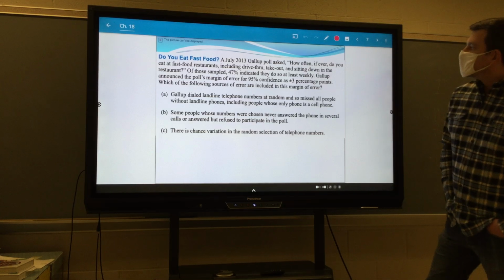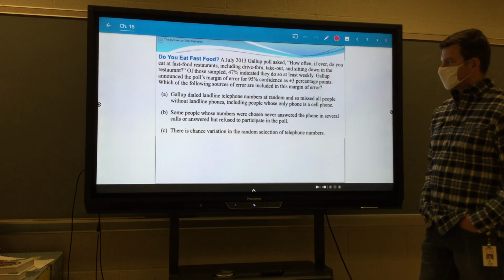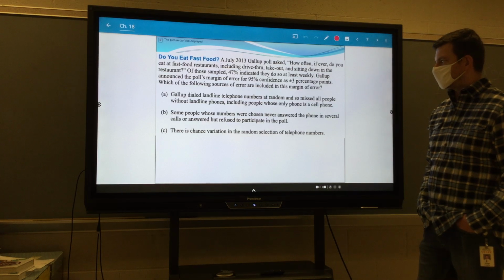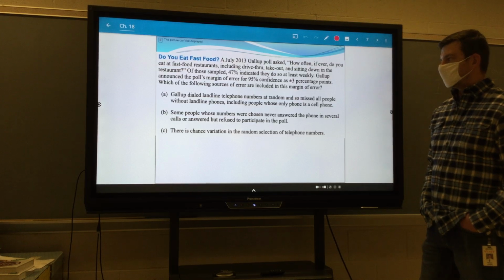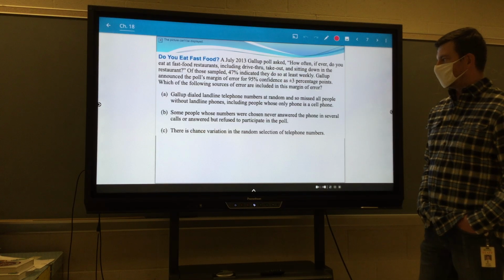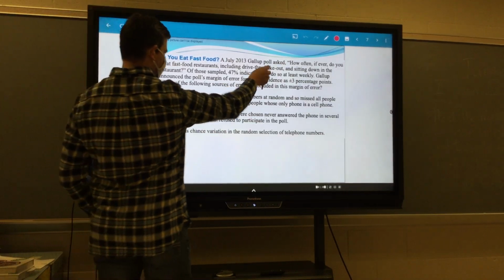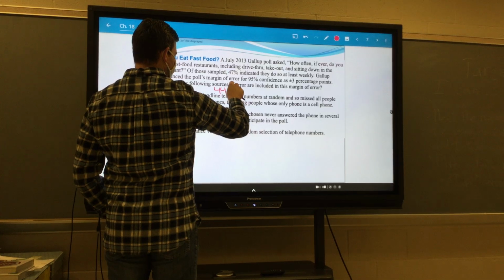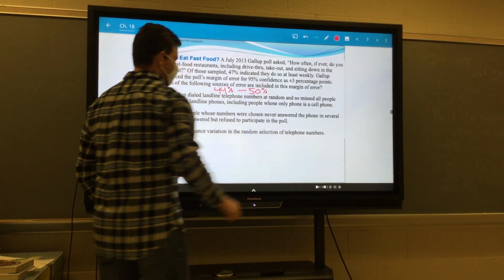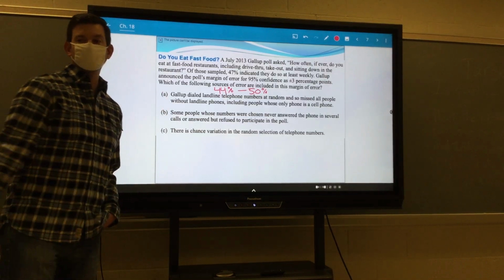Here's another example. It says a July 2013 Gallup poll asked how often, if ever, do you eat at fast food restaurants, including drive-through, takeout, sitting down in the restaurant. Of those sampled, 47% indicated that they do so at least weekly. Gallup announced the poll's margin of error for 95% confidence as plus or minus 3 percentage points. Which of the following sources of error are included in this margin of error? All right, well, we just talked about this. It's talking about how Gallup went about creating this confidence interval. So 47% at the middle, minus 3, you're going down to 44%, up to 50%. We're 95% confident that between 44 and 50% of Americans eat at a fast food restaurant at least once a week, is what this is saying.